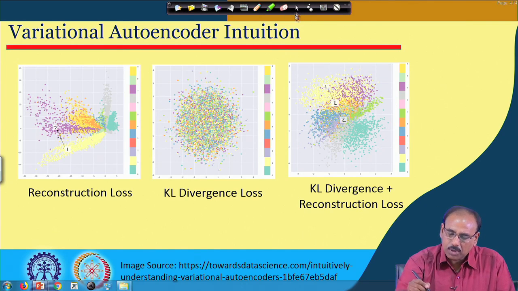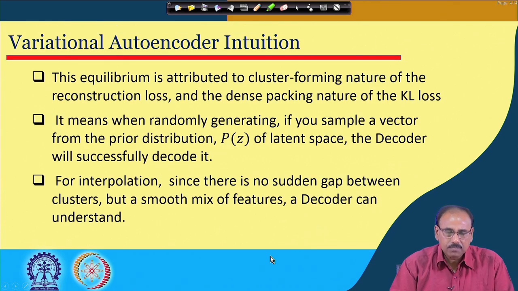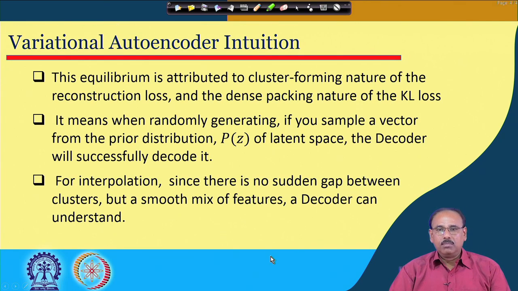So, this is what we had discussed in our previous class. Here you find that we have two different components. One is clustering, or forming compact clusters of the latent vectors coming from a category of images, and this can be attributed to the minimization of the reconstruction loss component. And the other part is that all the distributions have to be very close to each other. And this is the part which can be attributed to the minimization of the KL divergence loss component.